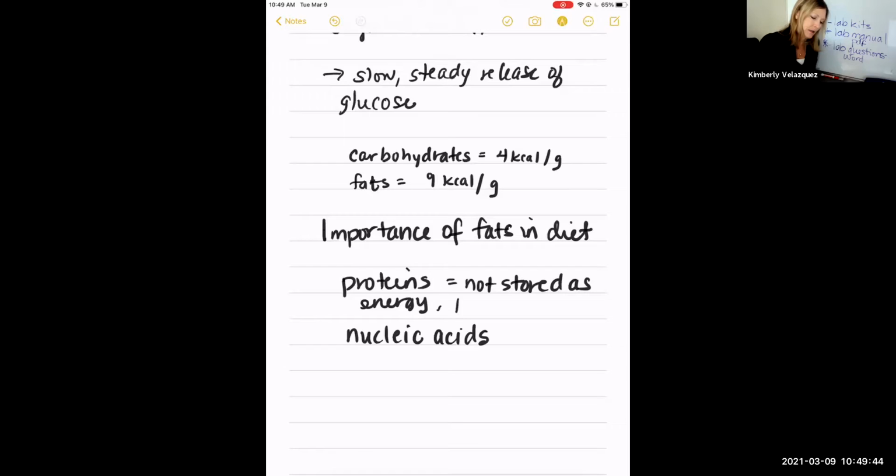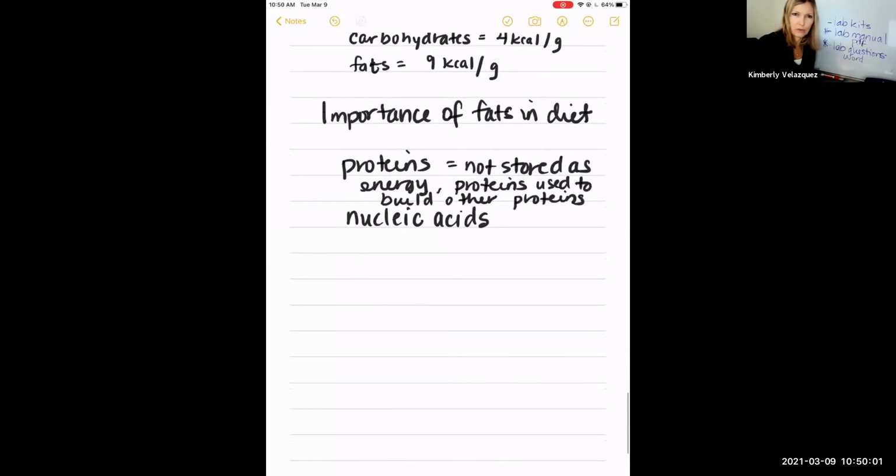Proteins are used to build other proteins. In other words, they're broken down into amino acids. And you use those amino acids to build your muscles and your enzymes and your hair and everything that's a protein in your body, cell receptors, all those different categories of protein. So when you go through the lecture videos, you're going to see there are different types or categories of proteins.